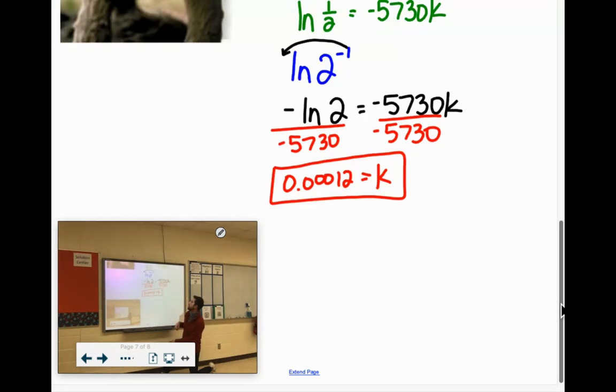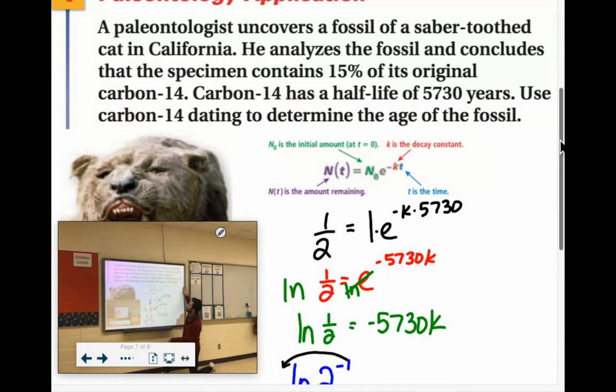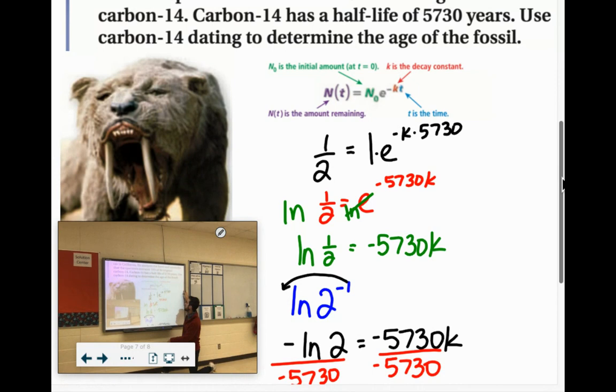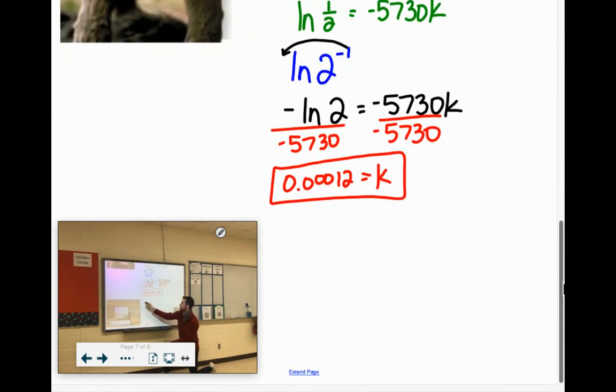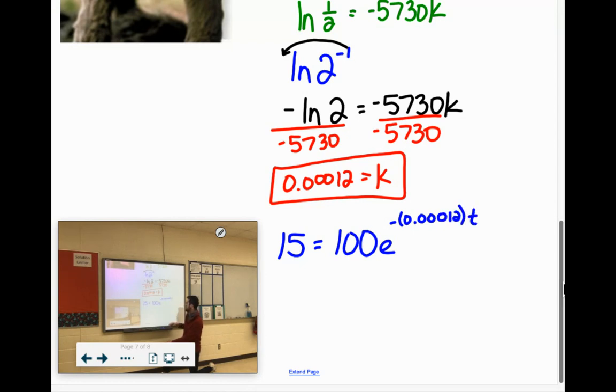So now if we're trying to figure out how old this thing actually is, it said it had 15% of its original carbon dating, right? Yes, 15%. So that's going to be our new amount remaining, 15%. It was 100%. And then we have negative K, which is the number we just got, 0.00012, times the number of years, T.